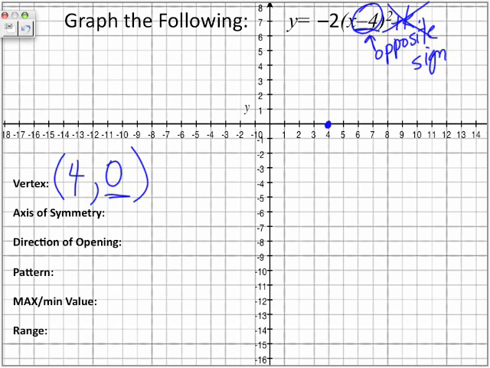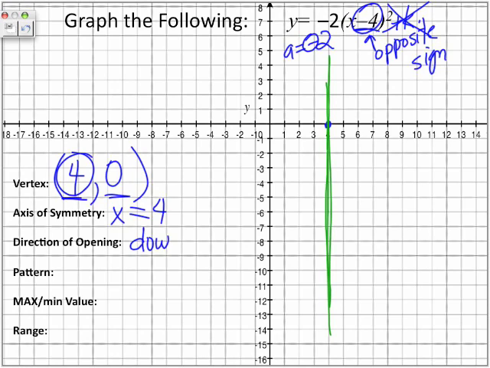Now, in terms of the axis of symmetry, what did we say? Well, the axis of symmetry looked at the x value of the vertex, which means our x value of the vertex is 4. So our axis of symmetry is right here. Our axis of symmetry is x equals 4, whatever the x value is of the vertex. Direction of the opening, well, what is the value of a? The value of a is negative. So the direction of the opening is going to be down.